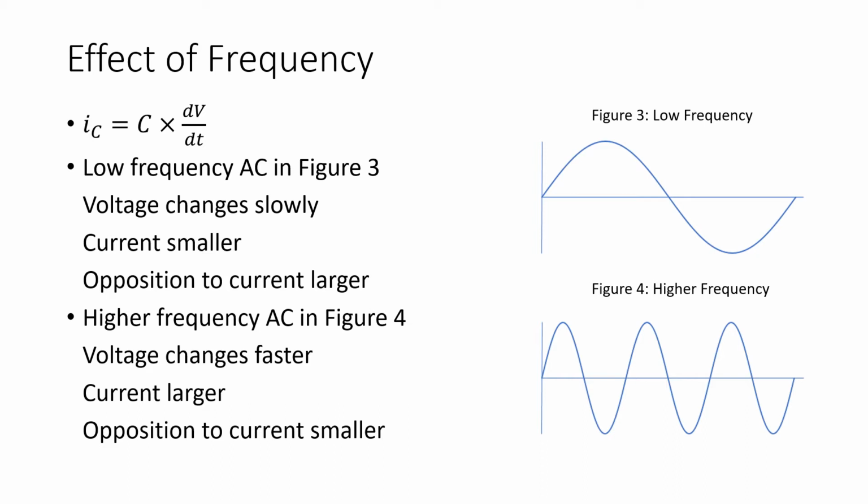Figure 4 shows us 3 cycles of an AC signal, and we'll describe this as being a higher frequency. And of course, with a higher frequency, the voltage changes faster, therefore the current will be larger, and the opposition to current will be smaller.